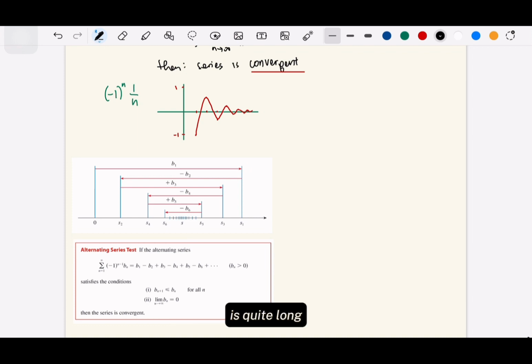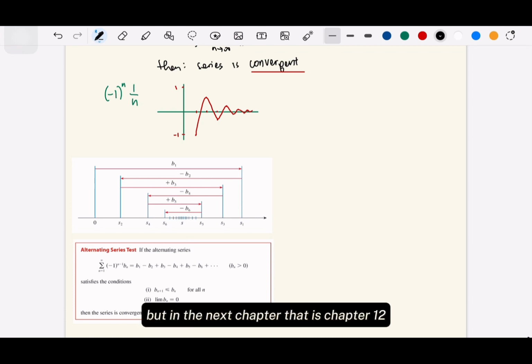It's quite long, but in the next chapters, like chapter 12 and chapter 13, it will be very short, and I think I will skip chapter 12. Okay? I will skip chapter 12, so it will not be included in your midterm. So your midterm will consist of chapter 10, 11, and probably 13.